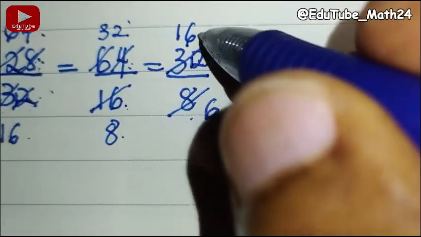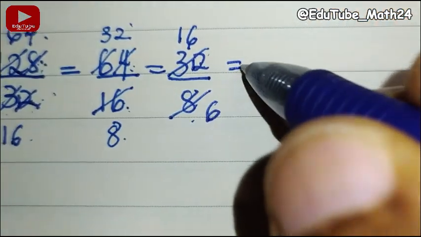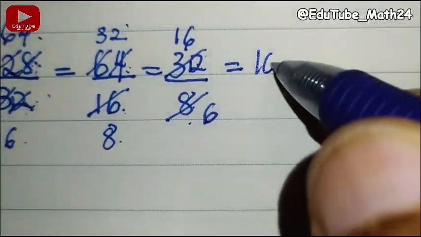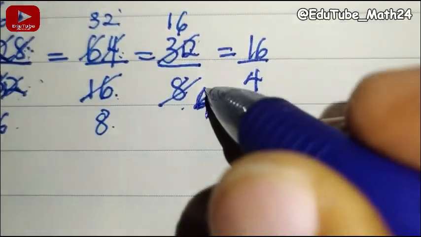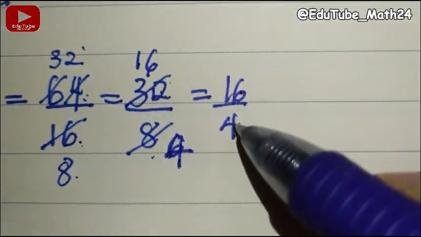So that means 2 in 32 is what? 16. So now I have 16 over 4. Pardon me, 2 in 8 is 4 rather. So I have 16 over 4.